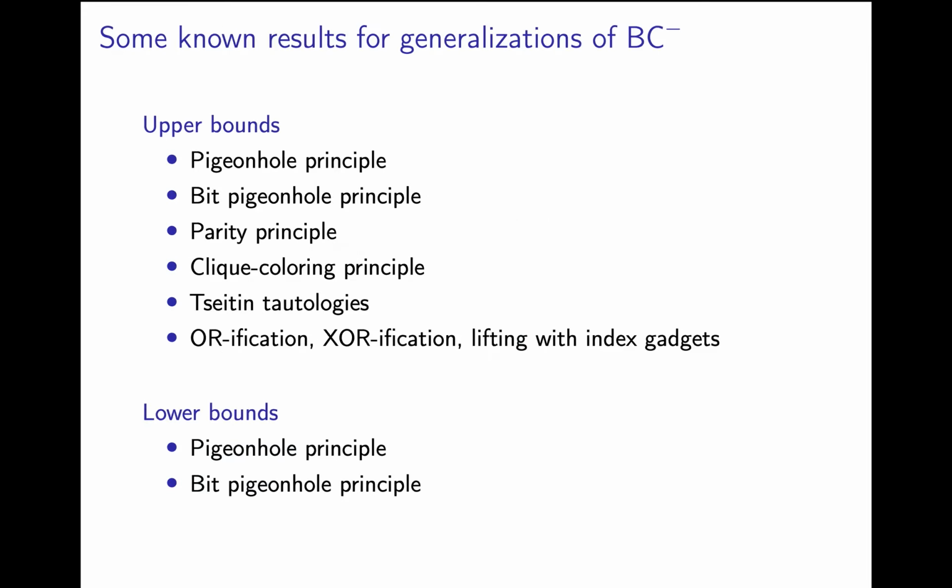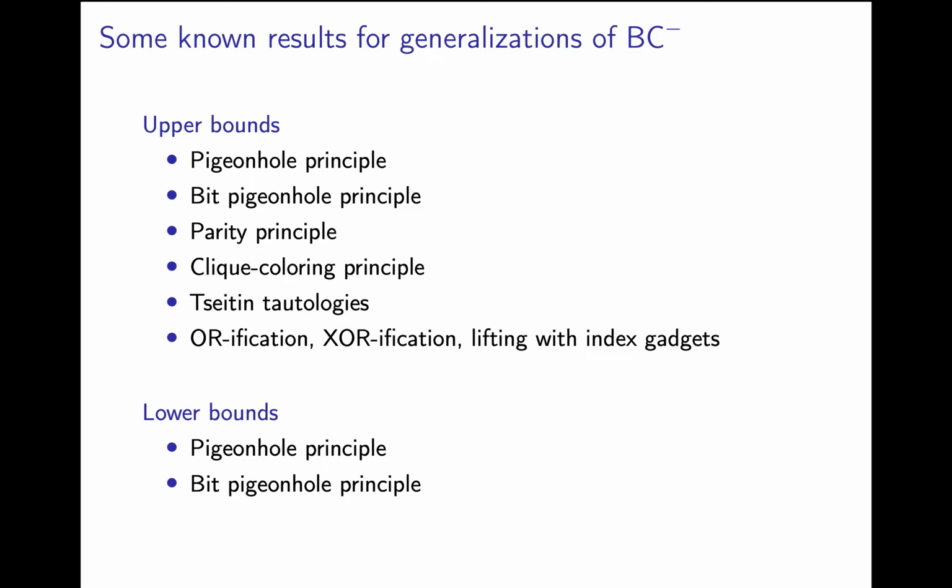Here are some results already known about those proof systems. These combinatorial principles, which require large proofs in many proof systems, all turn out to be easy for a modest generalization of BC-, despite it having the same limited syntax as resolution and no new variables. Most of those upper bounds are due to Sam Buss and Neil Thapen, who also showed that lifting techniques cannot be used for proving lower bounds against that system.